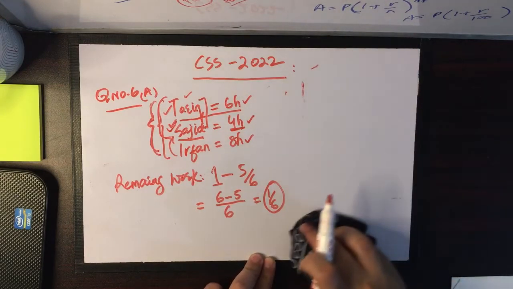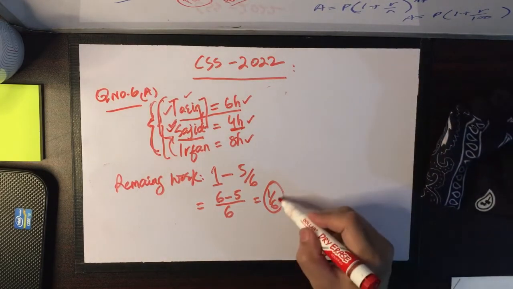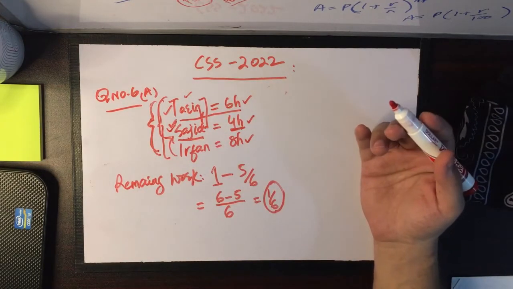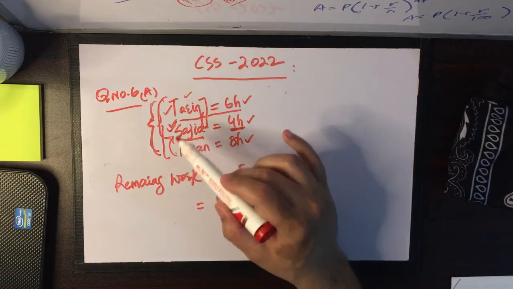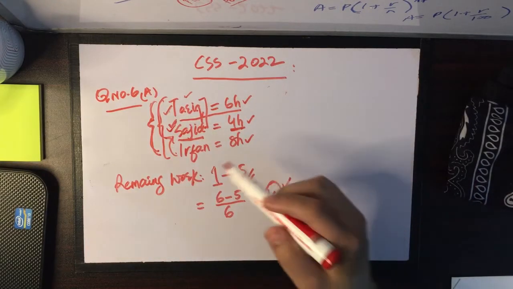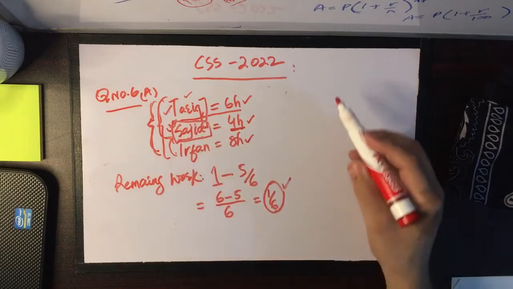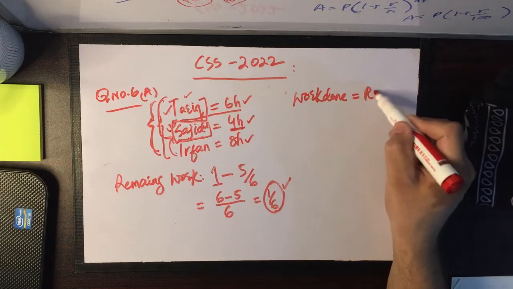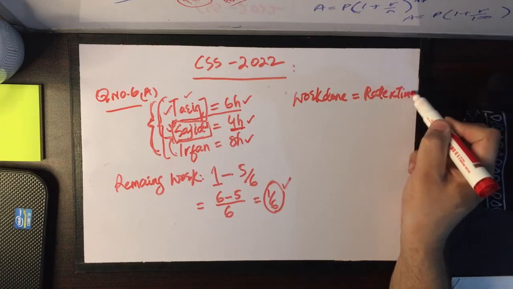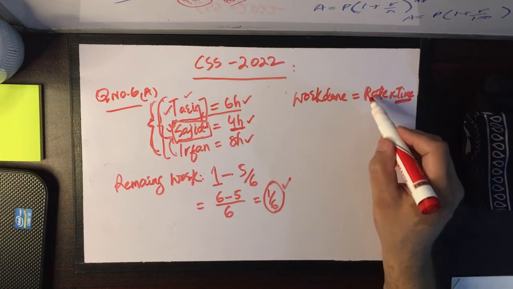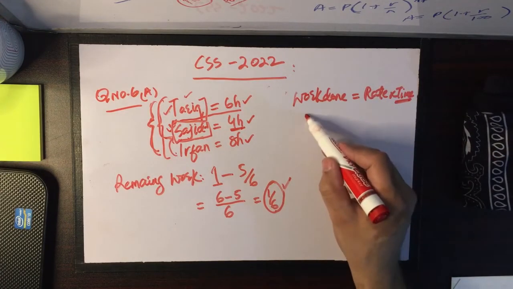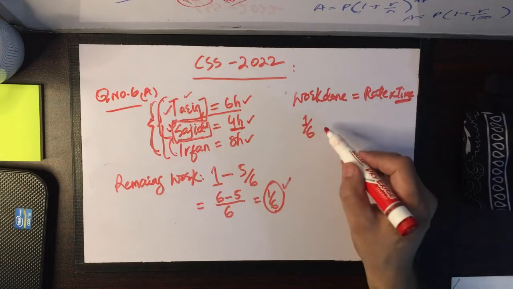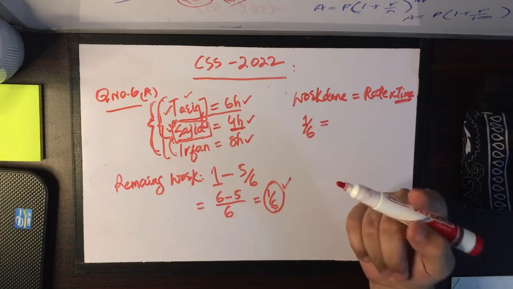What we'll do now, we have to find out the time. After 2 hours, how many more minutes or hours would Irfan and Tariq take to finish this remaining work, since Sajid has left after 2 hours? So what we'll do now, the same formula: work done is equal to rate multiplied by time. This time we have to find the time, because we have rate and work done. What is work done? The work that they did once Sajid left, or the remaining work that they have to do, is 1 over 6 of the total work, which was 1.